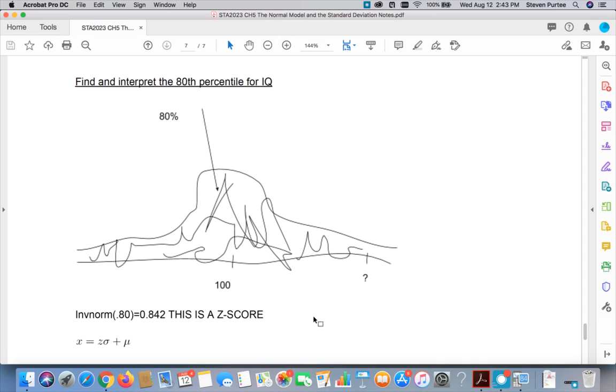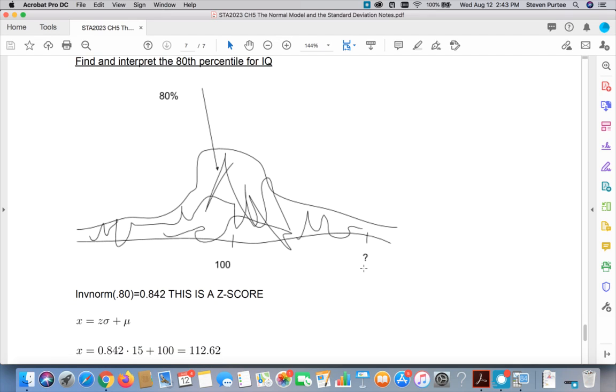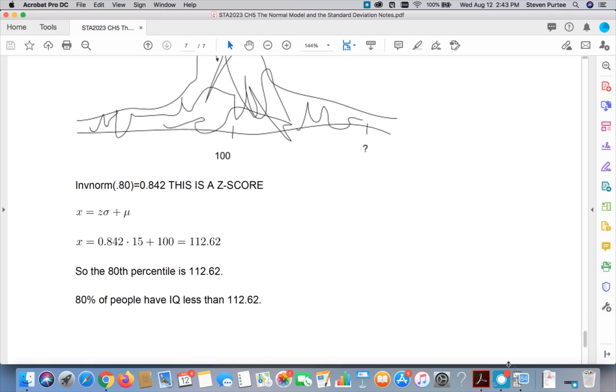Okay, another example. Let's find and interpret the 80th percentile for IQ. So it's the IQ I'm after. So I'm going to do inverse norm of 0.80. That gives me a z-score. Use this formula. Remember, z-score is number of standard deviations away from the mean. I'm looking for the value that is 0.84 standard deviations above the mean. That's what a z-score means.